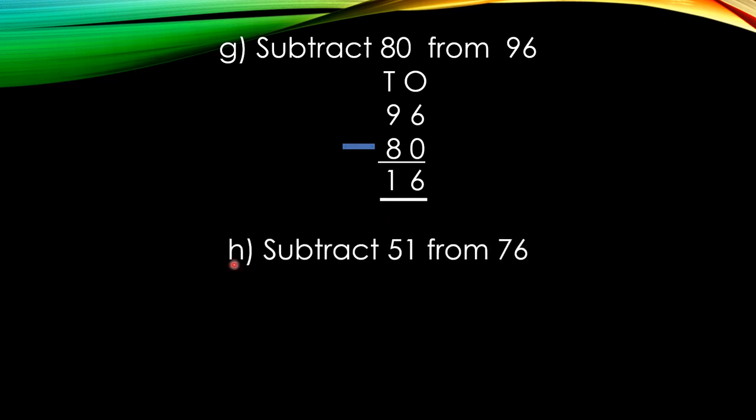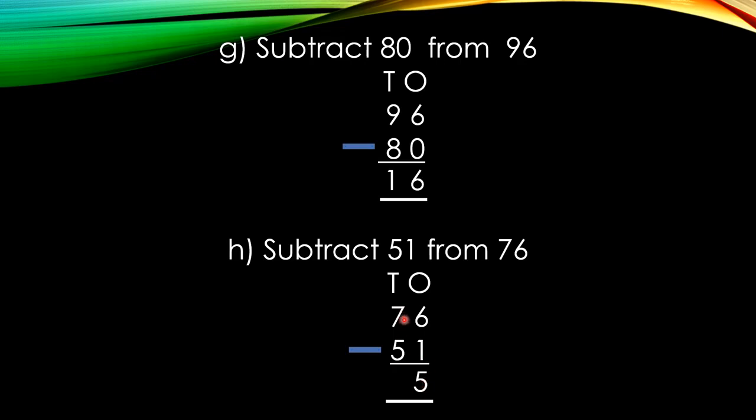Now in H part, subtract 51 from 76. Okay, so first of all we will write places, ones and tens. After from which number is given? 76. Then we will write 51 under it. Now we have to put the minus sign. So let's start from our ones place. Keep 6 in your mind and 1 on your finger. So we will get the previous number, that is 5.